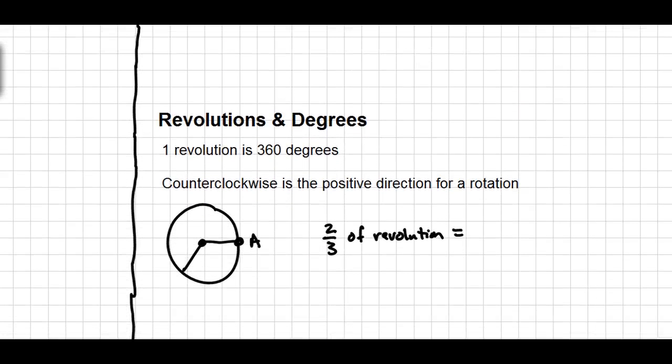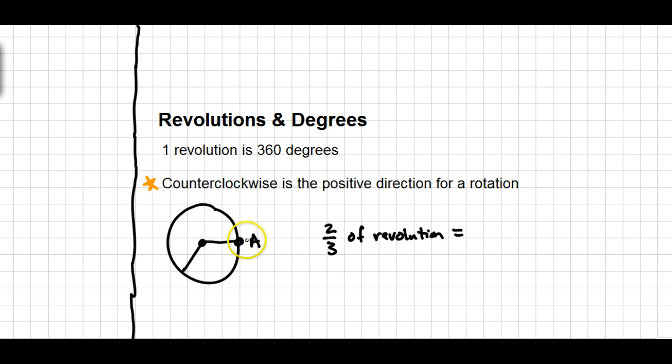So just to introduce the idea of revolutions and degrees, one revolution around the circle is the same as 360 degrees. It's also important for students to note that we all have to agree on where we're going to start rotating or revolving around the circle and which direction we're all going to go. That way we're all consistent in terms of how we're describing which way we're going.